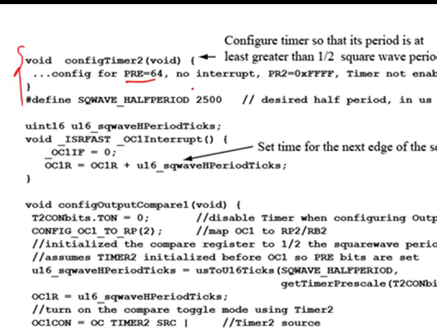We're going to use a prescale of 64. No interrupt will be required. We're going to set the PR2 to its maximum value. With these settings, we're going to get a period of about 105 milliseconds.